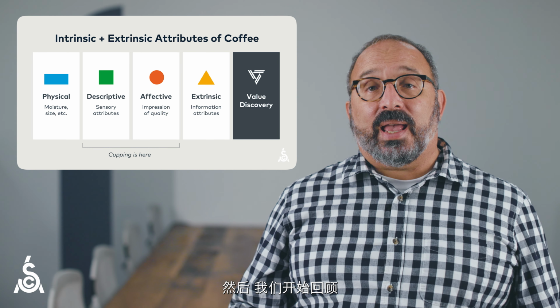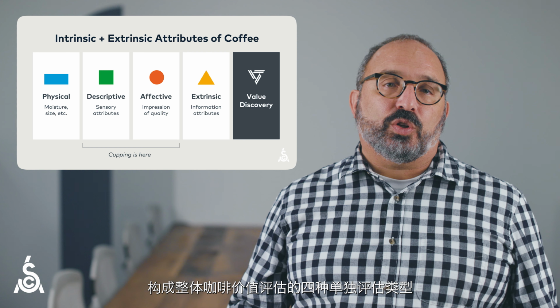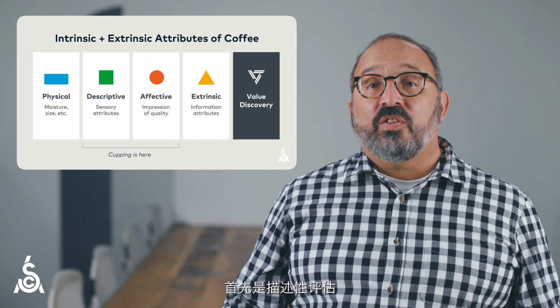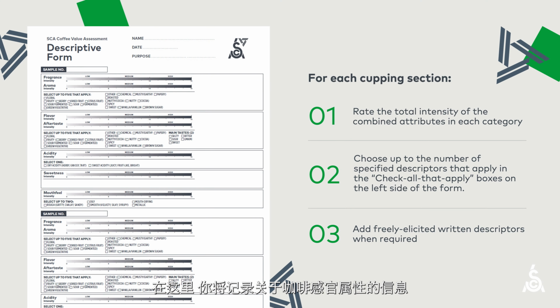We then began to review each of the 4 individual assessment types that make up the holistic CVA. First, the descriptive assessment, where you'll record information about a coffee's sensory attributes using basic olfactory references tied to the World Coffee Research Sensory Lexicon. You'll use this assessment to record the intensity of each category, check all that apply descriptors, and write freely elicited descriptors.